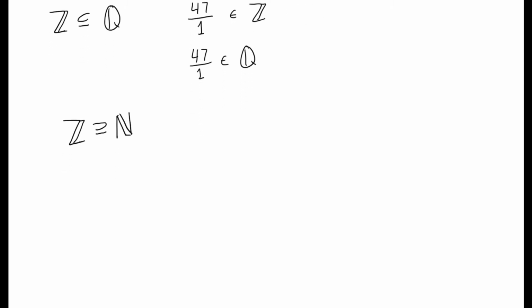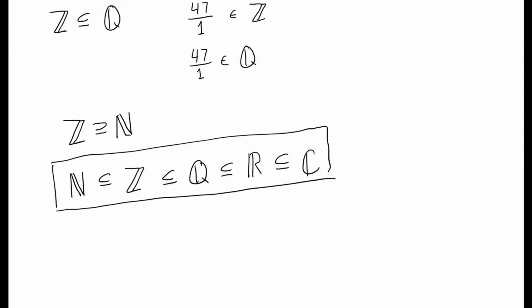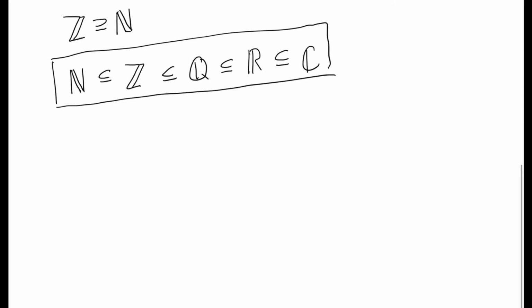We can also write subsets as strings of relationships. What I mean by this is if we look at N, we already know that's a subset of Z, which is the integers. We know that Z is a subset of Q, which is the rational numbers. All rational numbers are real numbers. And then we know that the complex numbers contain the real numbers. So we can write a string of relations like this, as long as all of the subset symbols are pointing in the same direction.